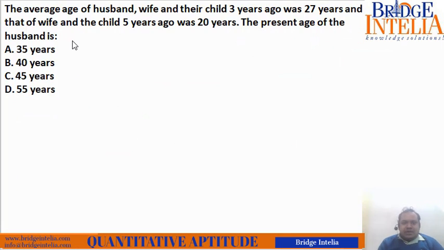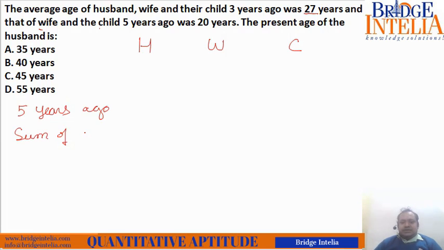Okay, let's see this question. The average age of husband, wife and their child 3 years ago was 27 years, and that of wife and child 5 years ago was 20 years. So let's understand. 5 years ago, the sum of mother, or say wife, plus child, the average was 20 years.